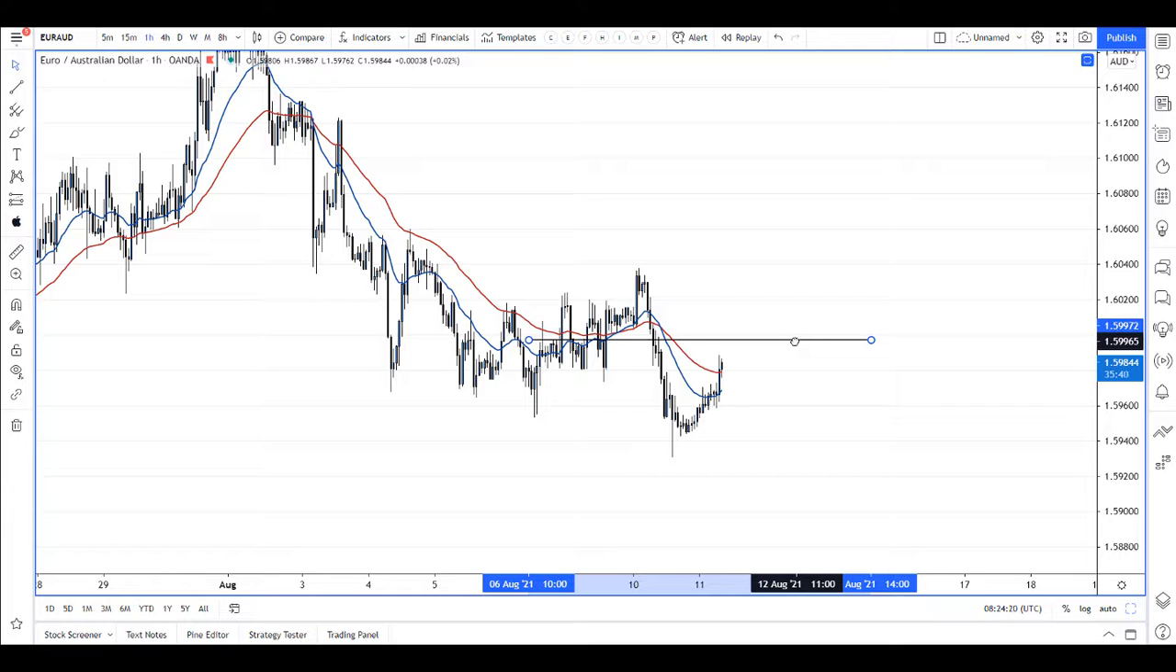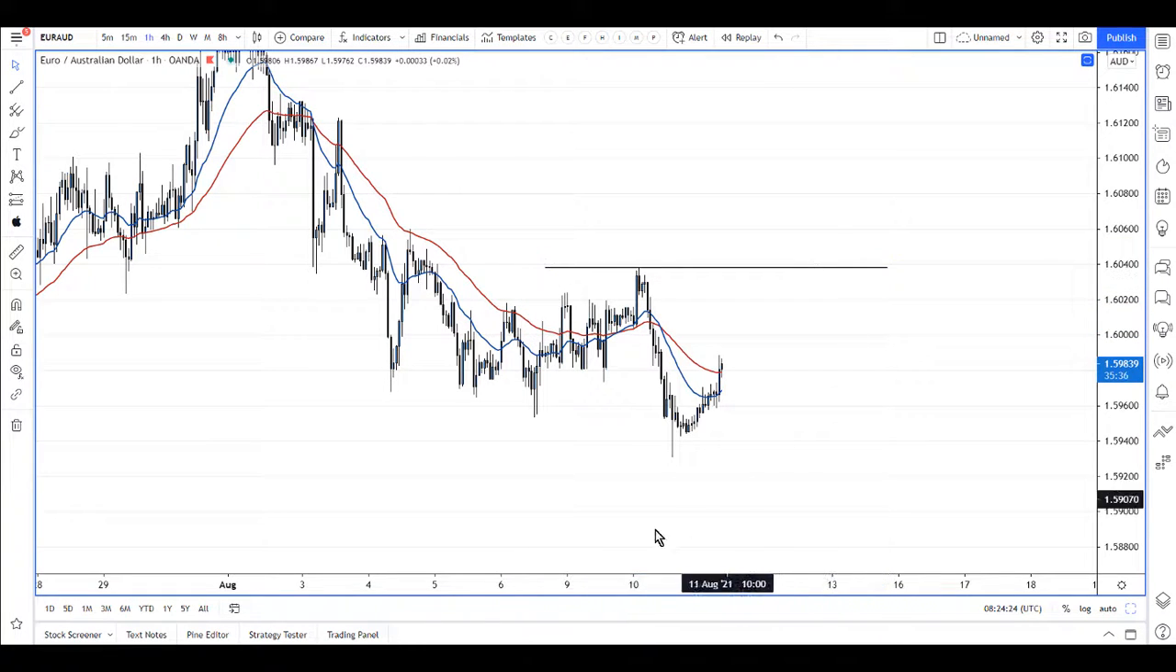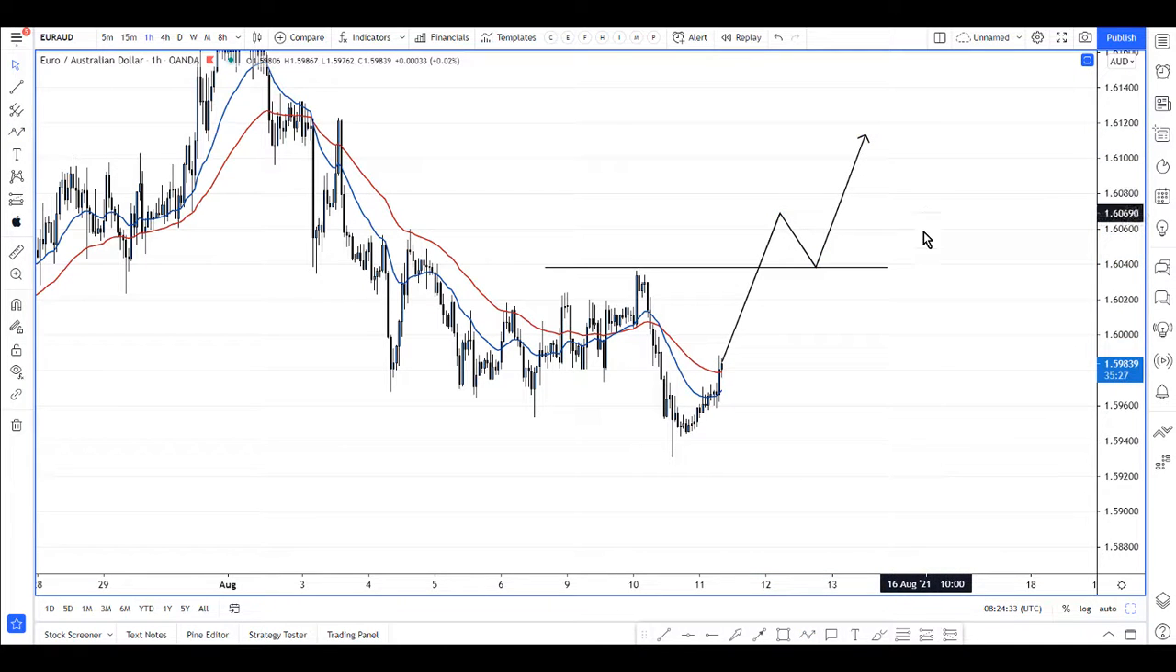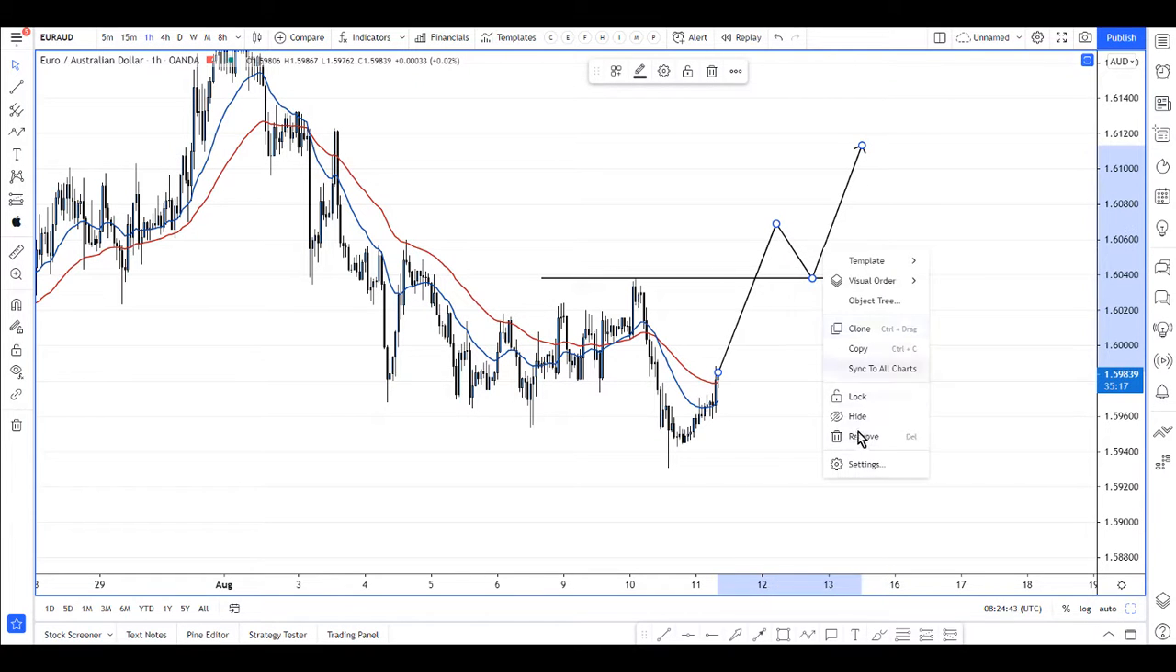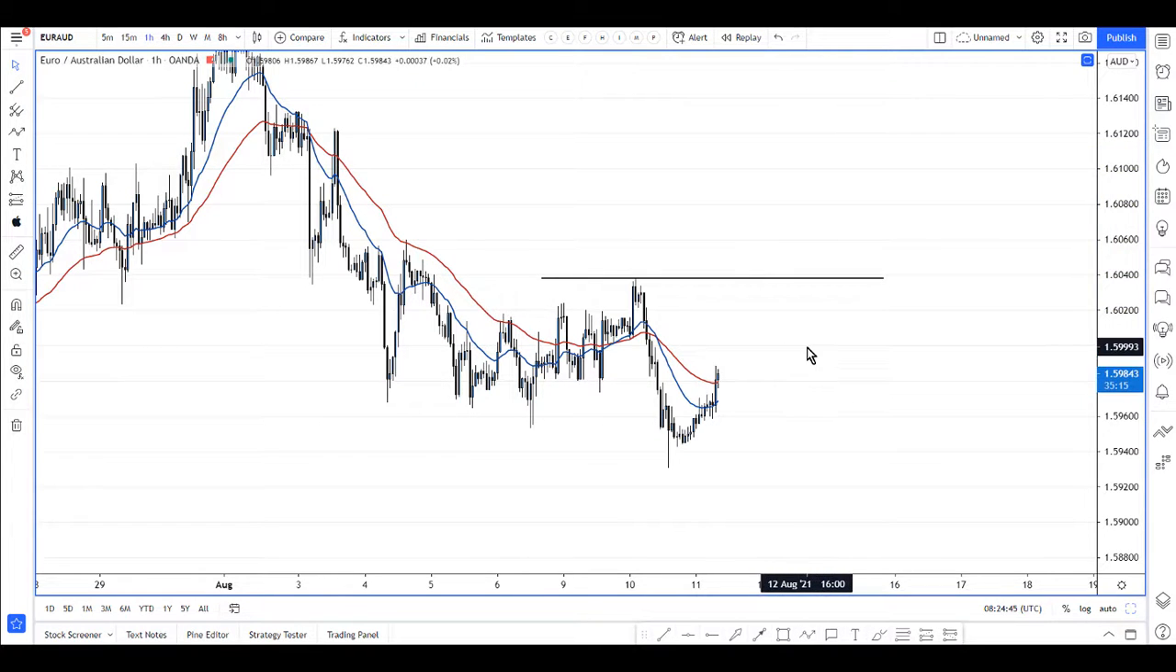So around about that 1604 level, maybe you would look for this trade and then look to go long. You could look for that. Okay, so we want to make a higher high and then look for that higher low, and then look to go long. That is something you could also do if you're an intraday trader.